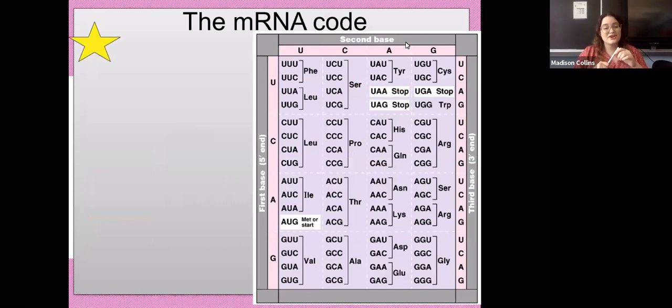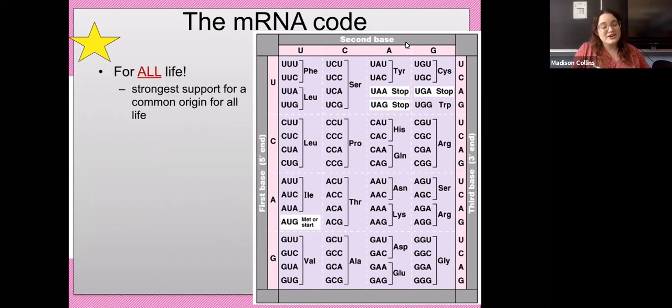Right, now this chart I know looks super complicated, but I promise we can figure it out. So this chart is actually showing us or outlining the mRNA code. And I will tell you guys how to read this. I think I might wait until class tomorrow, so don't panic just yet.